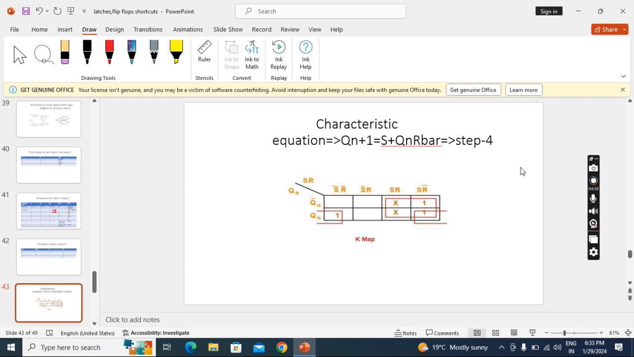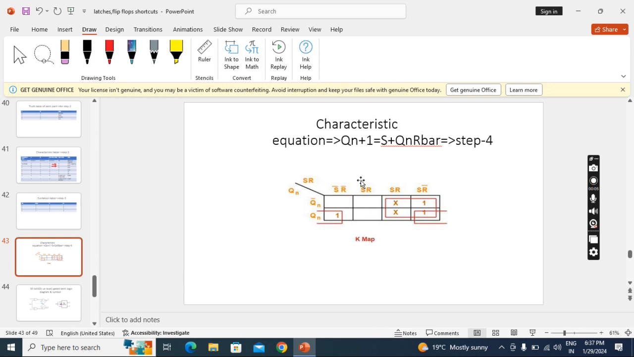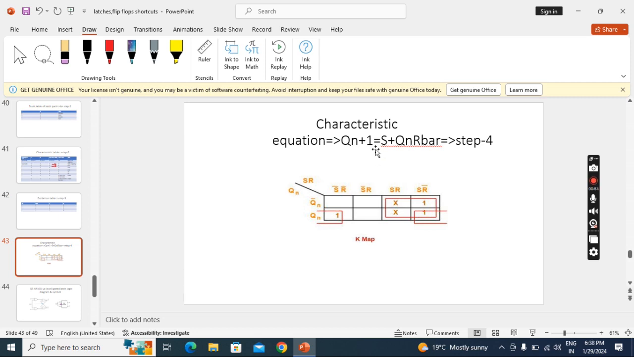Now the characteristic table. What is meant by the characteristic table? We have to determine the next state Qn plus 1 value by assuming data inputs and present state as K-map variables. From the characteristic table only we have to derive the characteristic equation. Here we determine this Qn plus 1 next state by assuming Qn and SR as K-map variables. This Qn is also called present state or state. Whatever the 1 values or X values, if we are doing an SOP map, we substitute those in the K-map and determine the equation. So I substituted and determined: Qn plus 1 equals S plus Qn R bar.